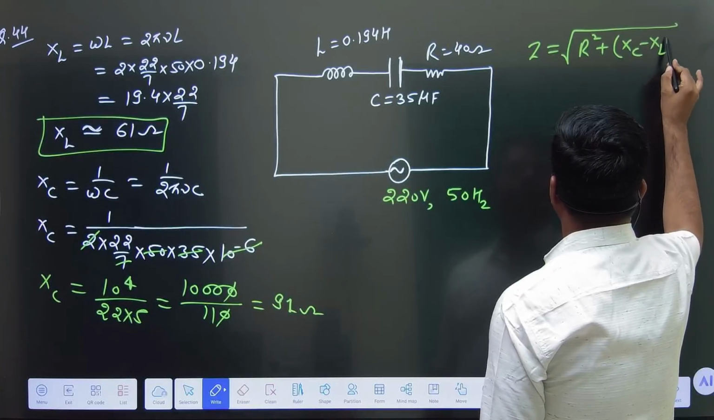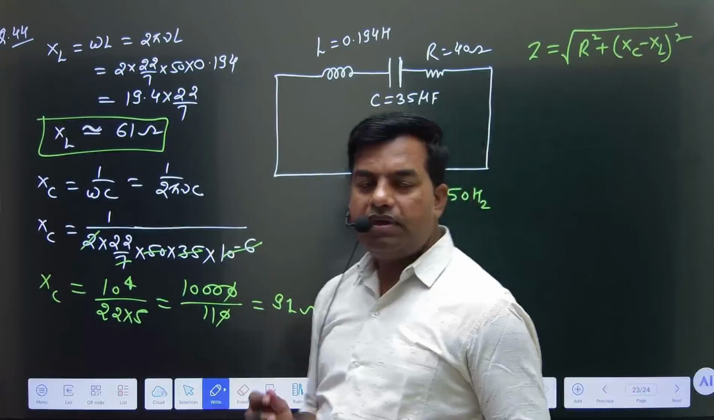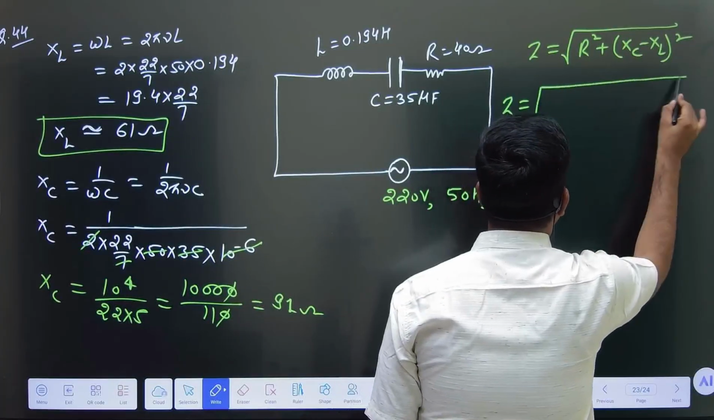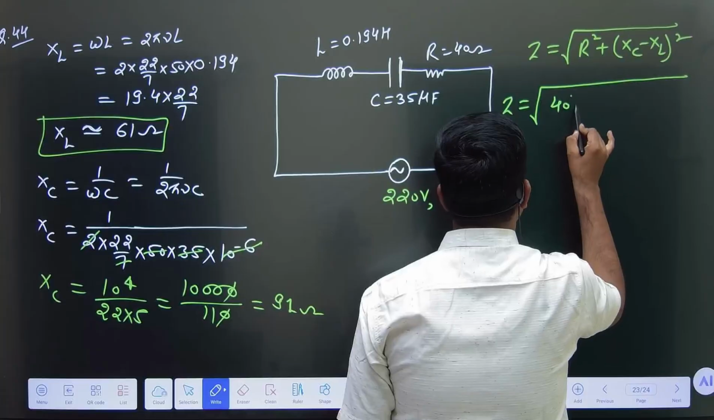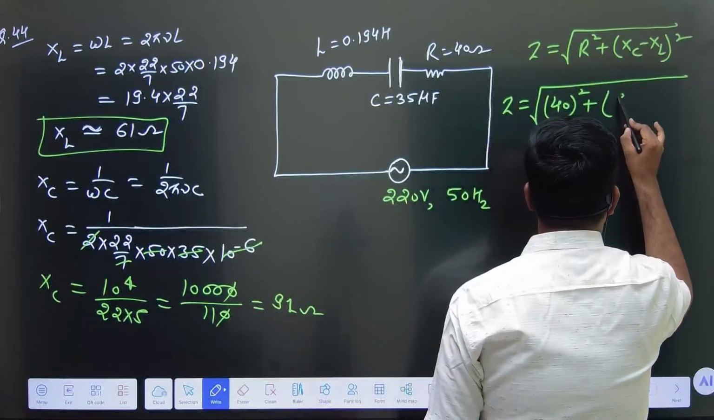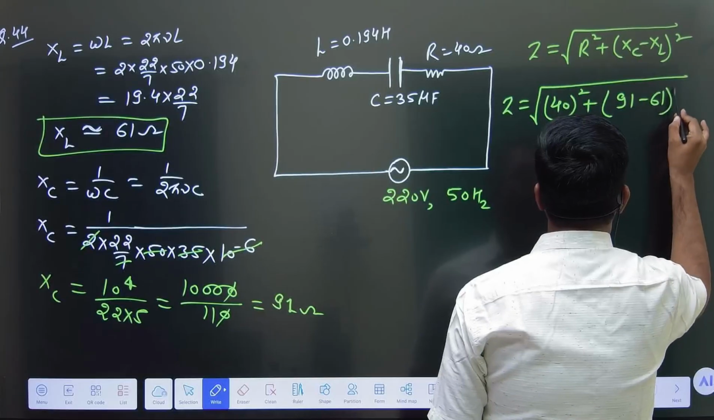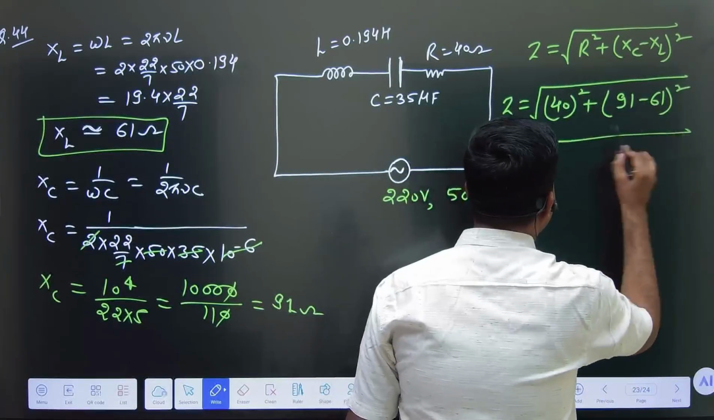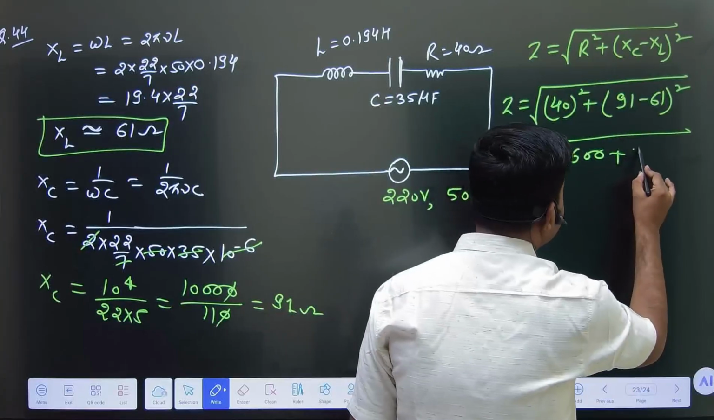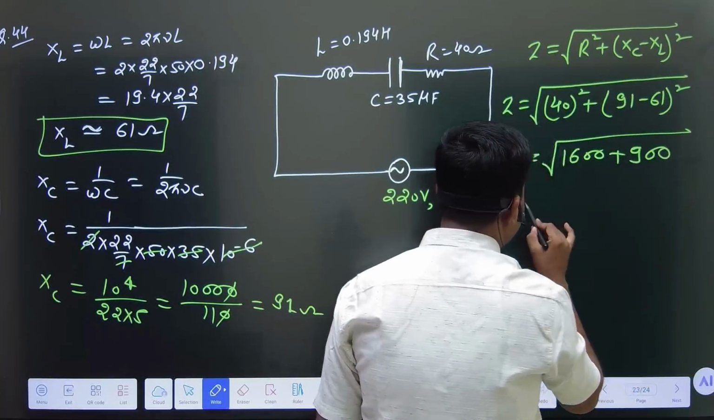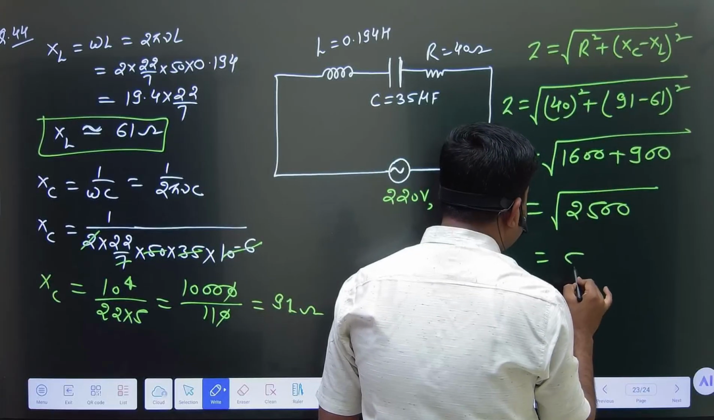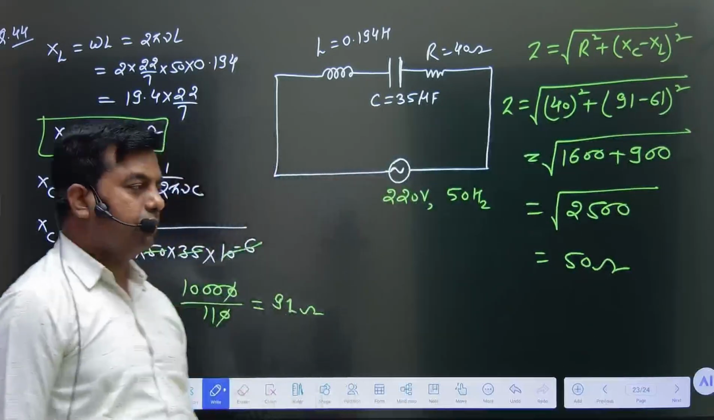XC minus XL whole square. Now we have to put all the values. So Z is equal to root, what is R? R is 40. So 40 square plus, what is XC? X is 91 minus 61 whole square. So we get here 40 square, 1600, plus 91 minus 30 square. 30 square is 900. So we get 2500. So final answer is what? 50 ohm. This is the impedance of the circuit.